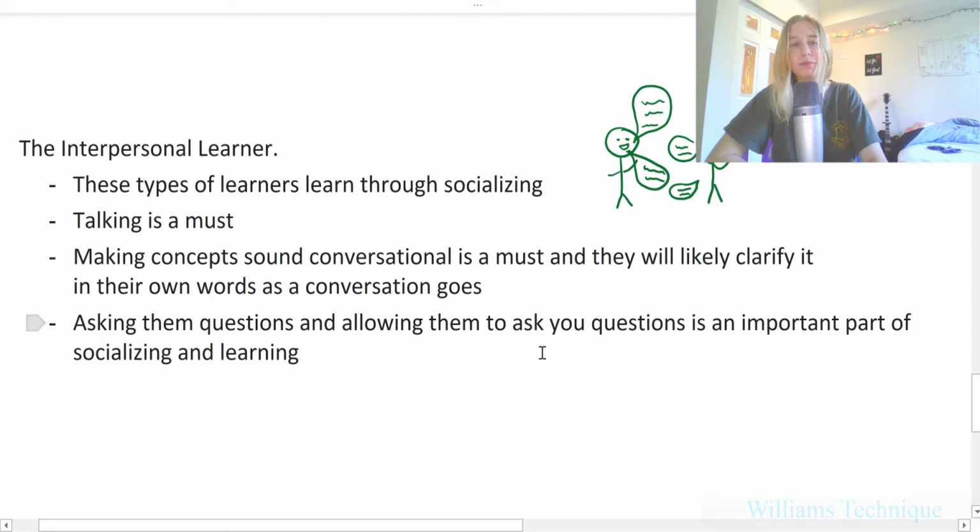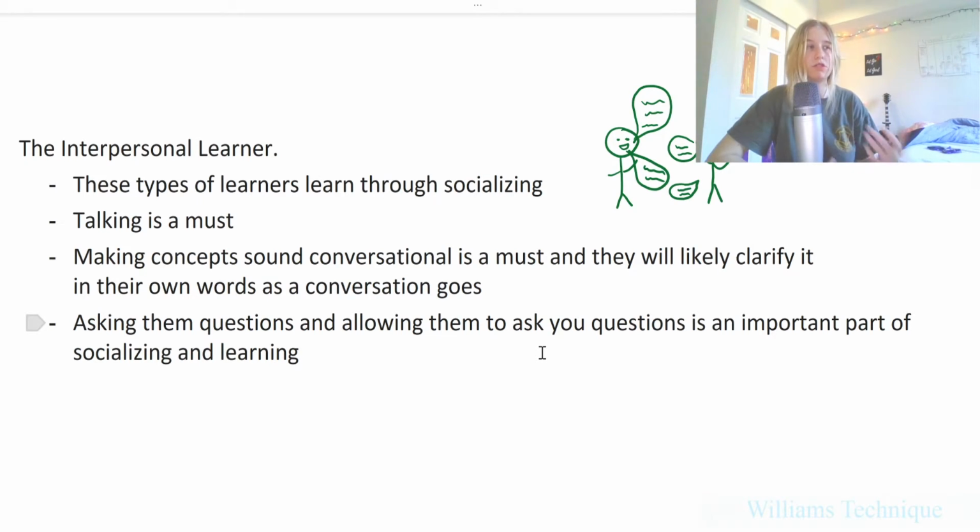So then the interpersonal learner is someone who likes to conversationally talk about things and learn from it. So they like to say something, the other person responds conversationally, and then they'll ask a question, the other person answers, then the other person asks a question, and then they'll answer, and so on and so forth, just like in a regular conversation. And throughout the conversation, the ideas kind of clarify themselves in their minds, and it starts to make sense with them. So socializing is, I think, very important in learning.